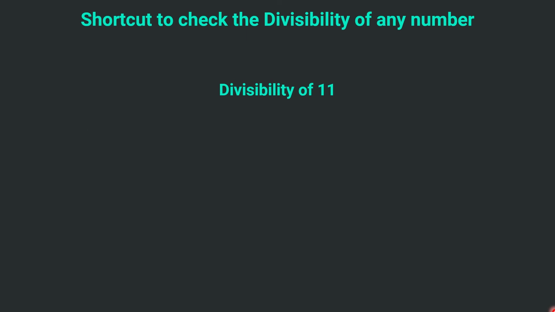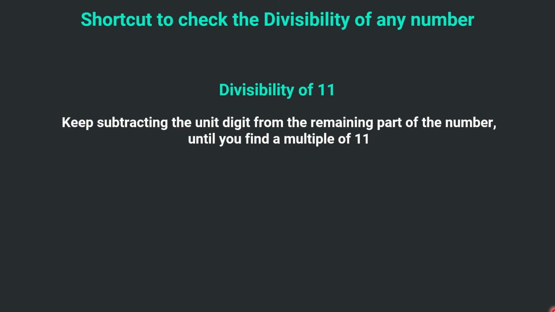To check the divisibility of 11, all you have to do is keep subtracting the unit digit from the remaining part of the number until you find a multiple of 11. What does it mean? Let's see with some examples. So 154, according to our instruction, we have to subtract the unit digit from the remaining part of the number. Here the unit digit is 4 and the remaining part is 15. So 15 minus 4 is 11. As you can see, 11 is a multiple of 11. So 154 is also a multiple of 11.